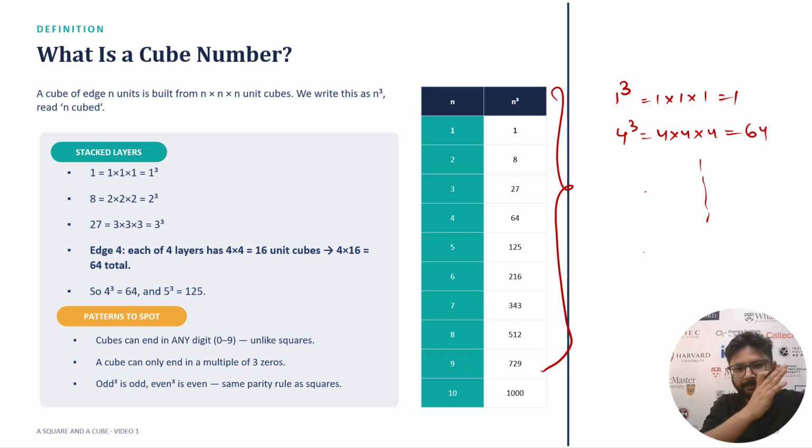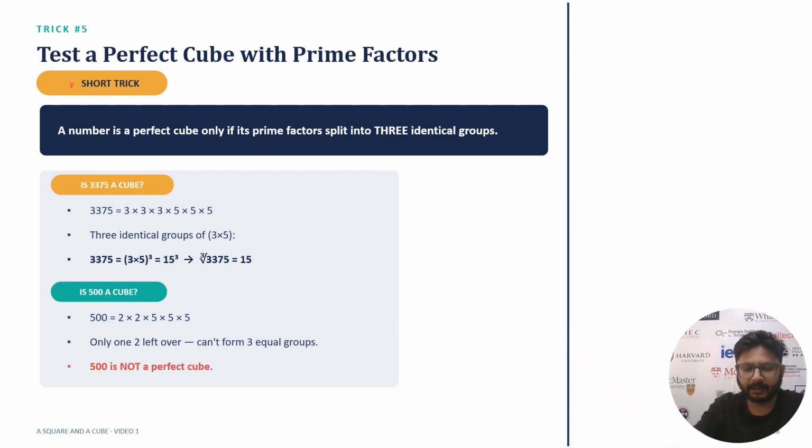Unlike squares, please remember that your cube numbers can end with any digit. This will also be dependent on the unit digit of the original number. So we will remember that. Odd ka cube is an odd number, even ka cube is an even number.